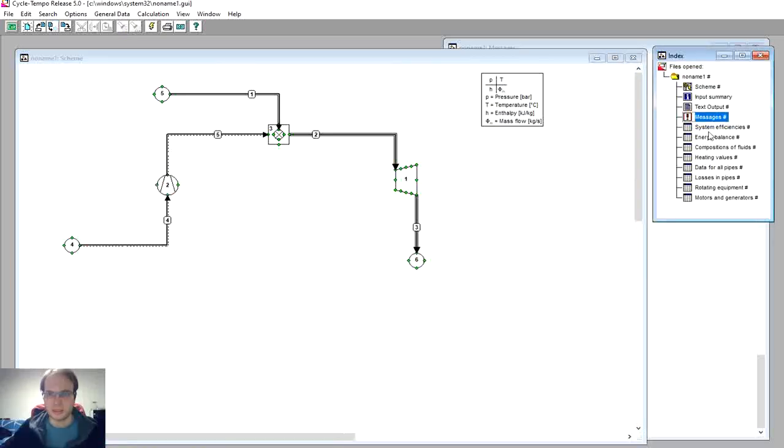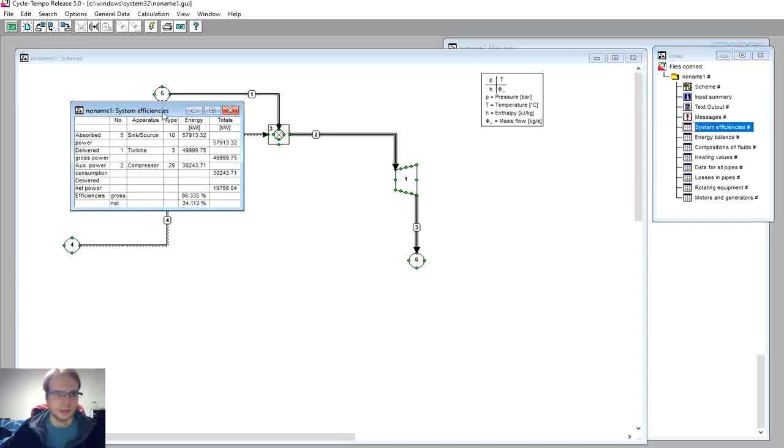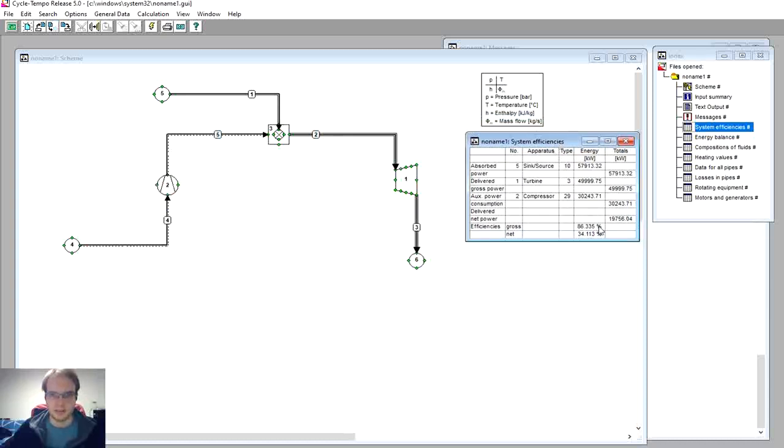Now we can have a look at the system efficiencies, and we can actually see that the net efficiency is about 34% and gross efficiency 86%. Here we will demonstrate what does it mean and how does the program take the gross and net. The gross efficiency is only efficiency of the power producing equipment, which here is our turbine, and there is nothing connecting to it.